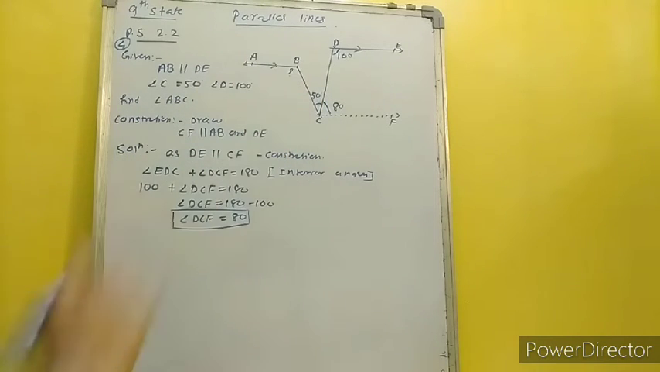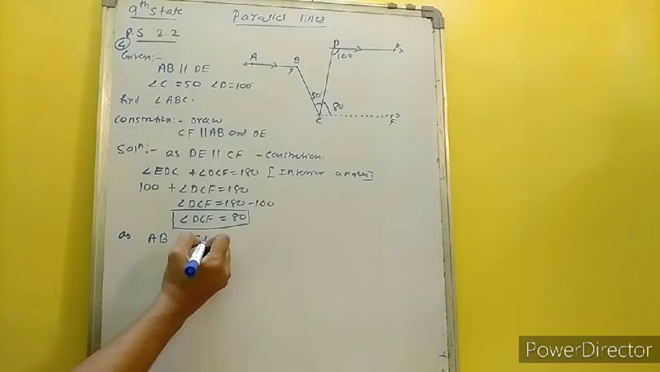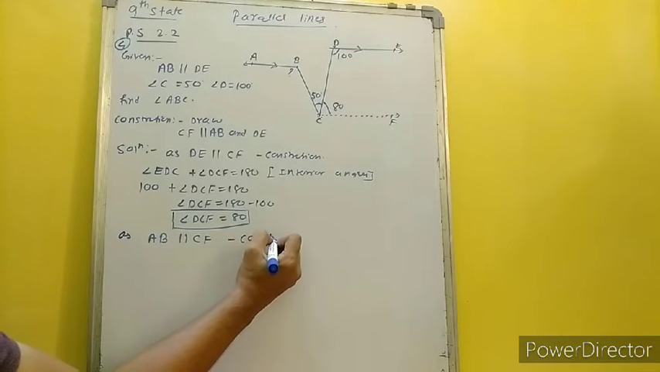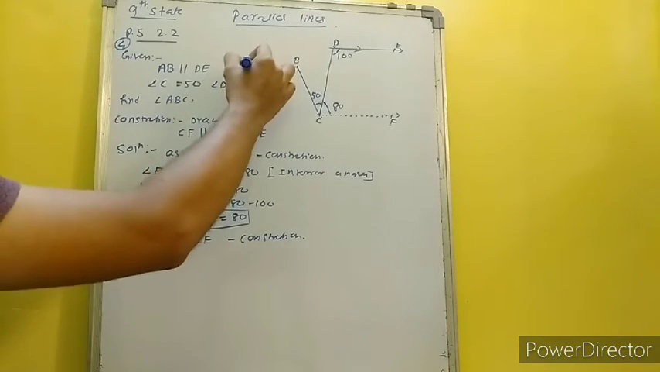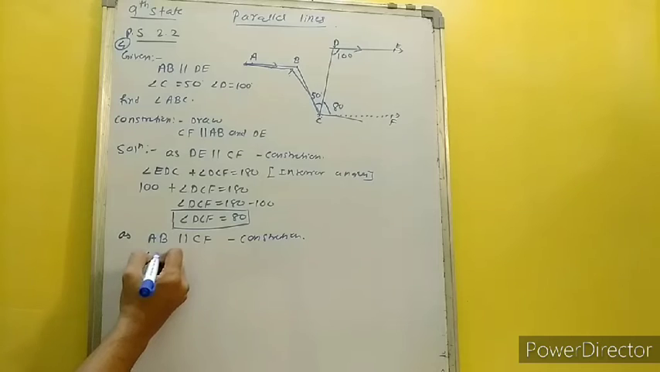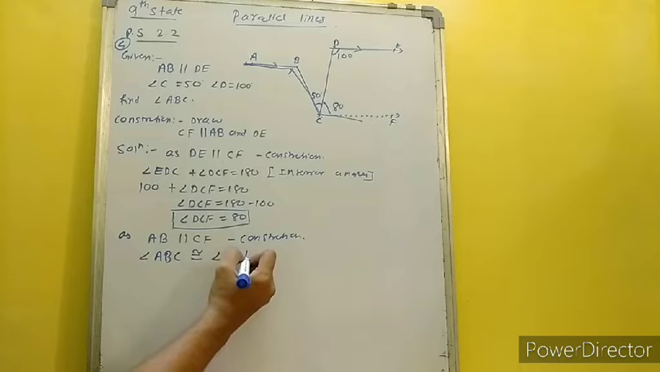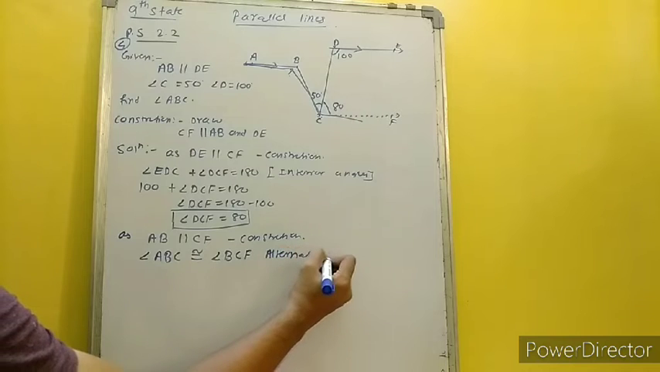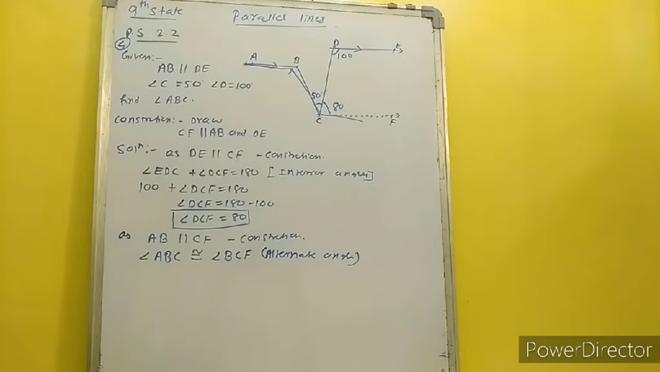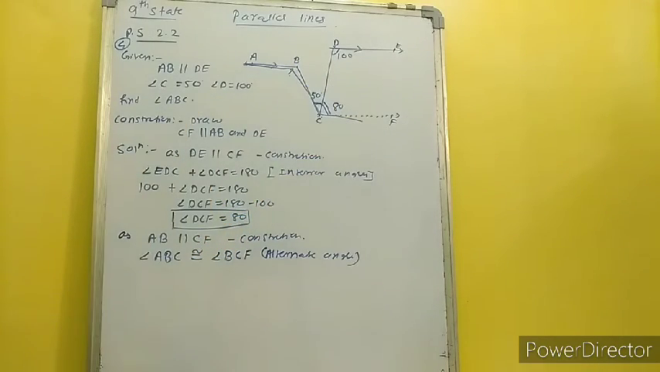Now we know that AB is parallel to CF, again by construction. As AB is parallel to CF, angles forming Z are equal. Angle ABC is congruent to angle BCF, alternate angles. Angles forming Z are called alternate angles. So see, BCF is what? BCF is 50 plus 80, that is 130.